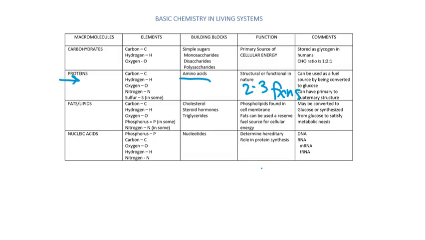Why would this be helpful? Because as you go along and you're studying, you want to make sure that you have your own voice for this information and make it easier for you to answer questions. All right, folks, let's go ahead and move on to our last macromolecule.